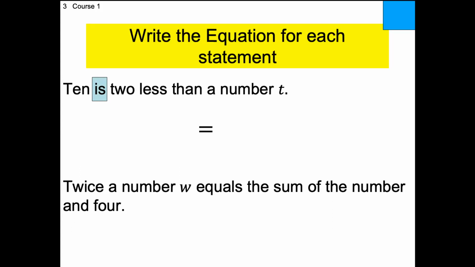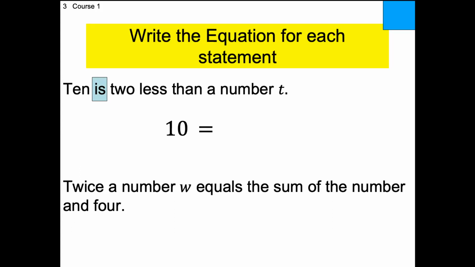Anything to the left of the blue box goes left of the equal sign. So what's to the left of the blue box? 10. So what do I write to the left of the equal sign? 10. That's pretty simple, right? What's to the right of the blue box? T. The whole darn thing, right?